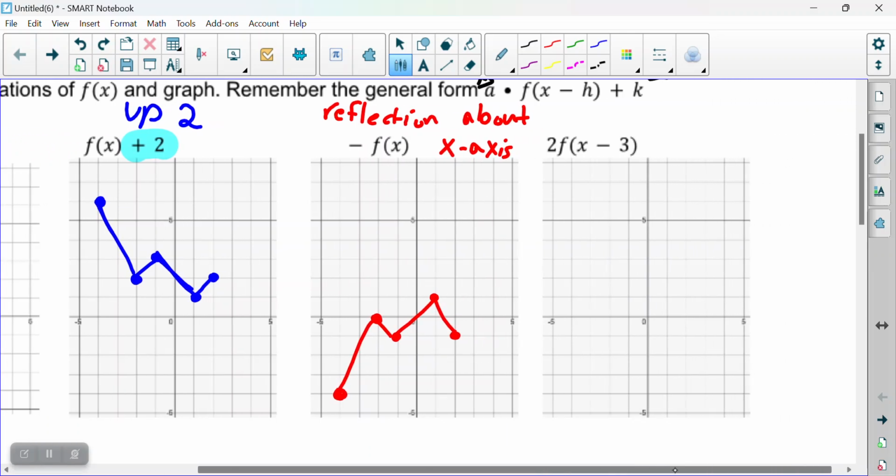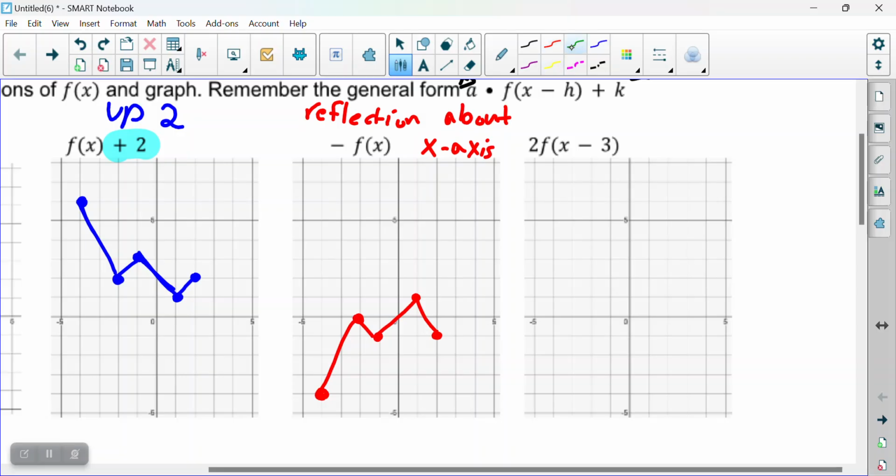Alrighty, the last one, do transformations. I see a stretch 2. That's right there. That's your A. And I see a right 3. Mr. Lu-Fleming, negative would go to the left, wouldn't it? But if you think about it, the negative's already part of it. So when I plug in the H, I'm plugging in a +3, which is right 3.